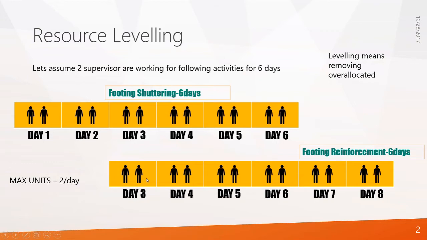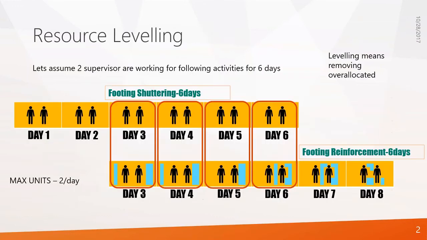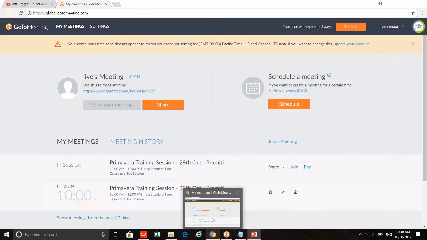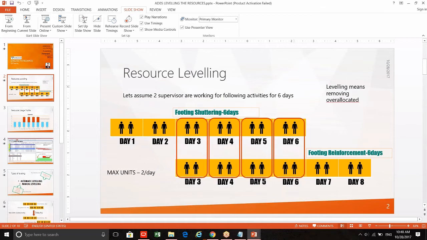So on days 3, 4, 5, 6, their total requirement is 4. If I put it into a graph, you can see day 1 requirement is 2, day 2 requirement is 2, but on days 3, 4, 5, 6 the total requirement is 4, but your company can supply only 2. So whatever is allocated over 2 is over allocated resources. So we will see how to identify over allocated resources. To understand it better, I will make this same example in Primavera and I'll show you.